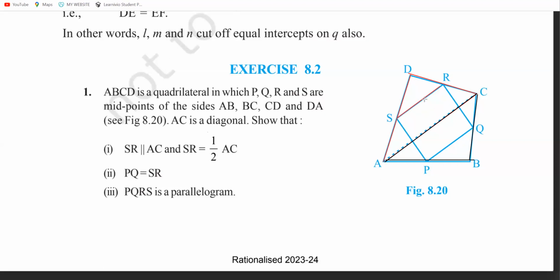And this side is equal to half of this side. You will write that SR is half of AC, since this is the midpoint. Got it? Similarly, in triangle ABC, P and Q are the midpoints.